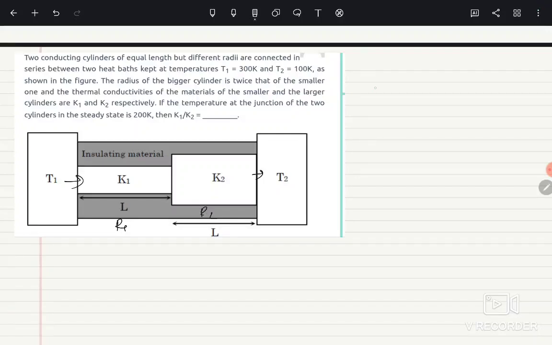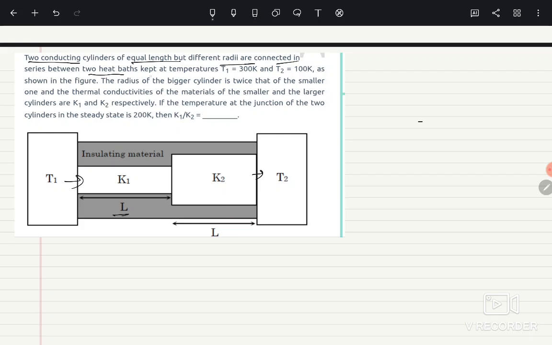In this video we are going to solve another question of heat transfer which has been asked in the JEE Advanced 2018 examination. Here we have been given two conducting cylinders of equal length, but the radii are different.